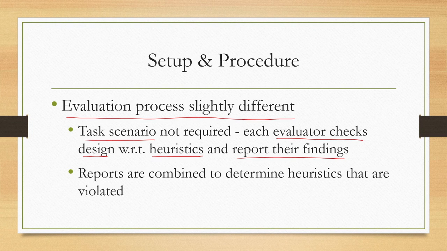And once all the evaluators have submitted their reports, those reports are combined to determine heuristics that are violated. This is very important. So, here the end result is identification of heuristics that are violated by the design as reported by the majority or all the evaluators. It may happen that one evaluator said it is violated, but the majority said it is not violated, then we will consider it to be not violated. When the majority thinks that a particular heuristic is violated, we will consider it to be violated. And those violated heuristics are considered while refining the interface design. So, that is in a nutshell what heuristic evaluation is.